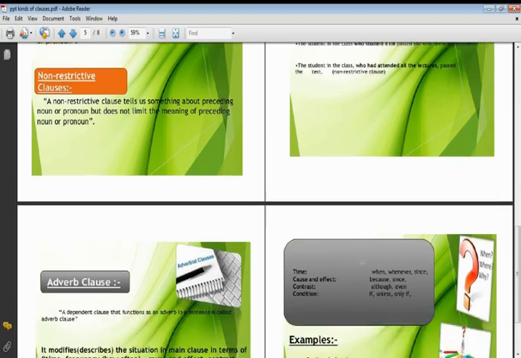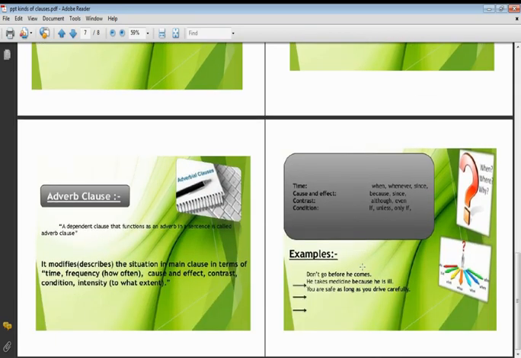Then the next kind is an adverb clause. An adverb clause is a clause which simply acts as an adverb in a sentence as it modifies the situation in the main clause. What is the main clause? The independent clause of the sentence. It tells us why the action is done, when the action is done, how often the action is done. It tells us about the reason for the action and different other things about the action, all about the verb.